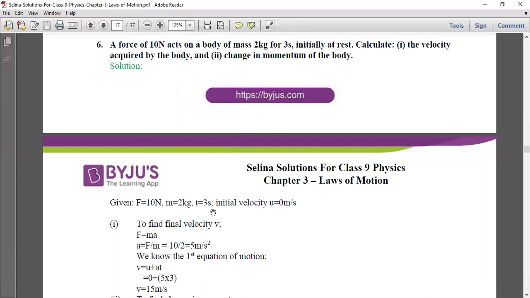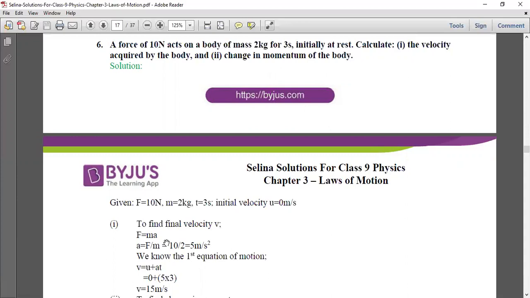Time is 3 seconds. Initially it was at rest, which means initial velocity u is equal to 0. Okay, so we need to calculate the velocity acquired by the body and the change in momentum of the body. To find velocity, what do we need? We need acceleration. So here, before finding velocity, we need to find acceleration by the formula F is equal to m into a.